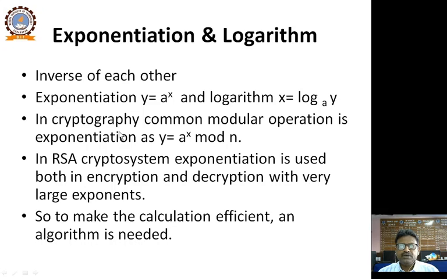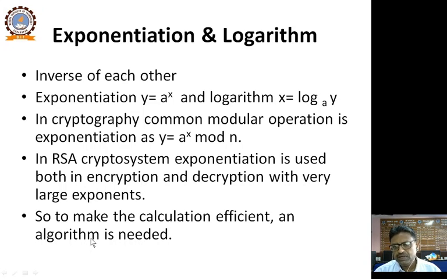So in cryptography, in most cases, the algorithms being applied use the exponentiation process, that is y is equal to a to the power x mod n. You have seen the Diffie-Hellman key exchange in which this type of equation is used. And in asymmetric cryptography, you will be using the RSA crypto system, where exponentiation is used both in encryption as well as decryption, and not with a smaller exponent, but a larger exponent.